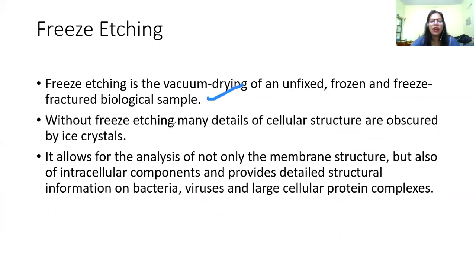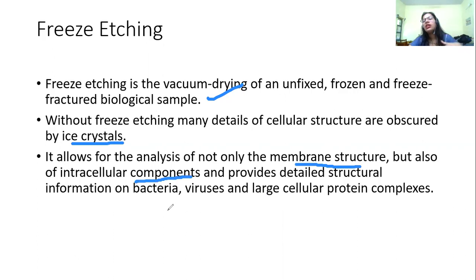Without freeze etching, many details of the cellular structures are obscured by the ice crystals. We know that our biological samples always contain water. So if you do not undergo the vacuum process, what will happen? Under such frozen conditions, this water will become ice crystals, and then under the electron microscope, it is going to scatter the electrons here and there. So we won't get the proper data of the sample. So it allows for the analysis of not only the membrane structure, but also of the intracellular components.